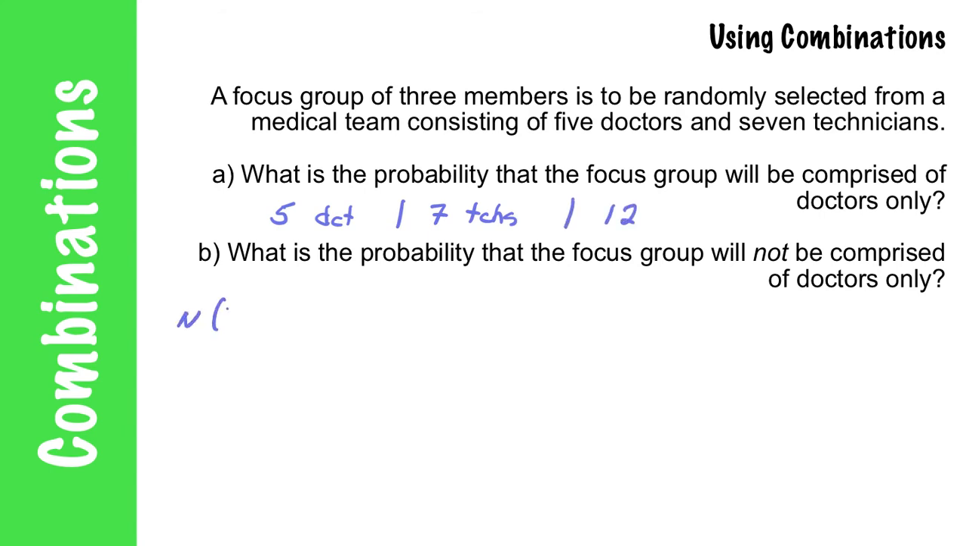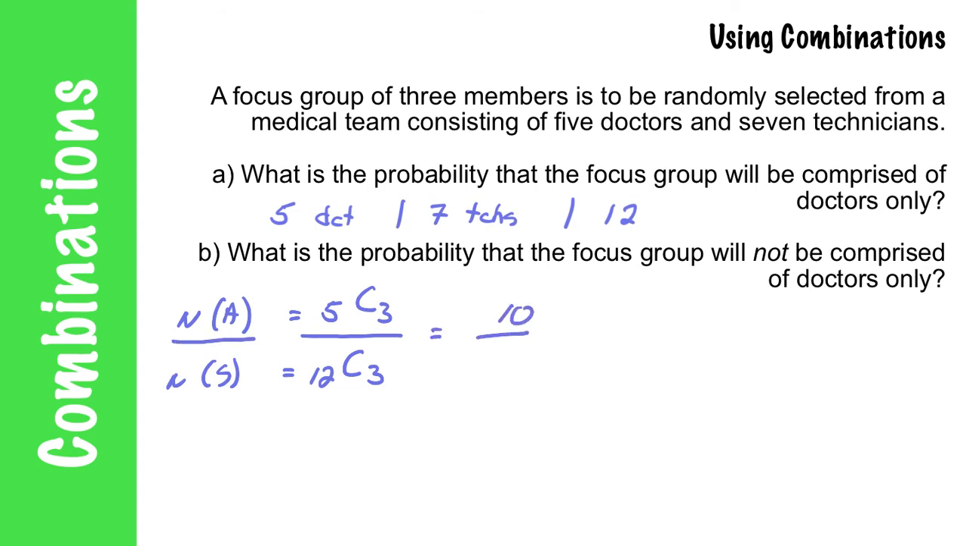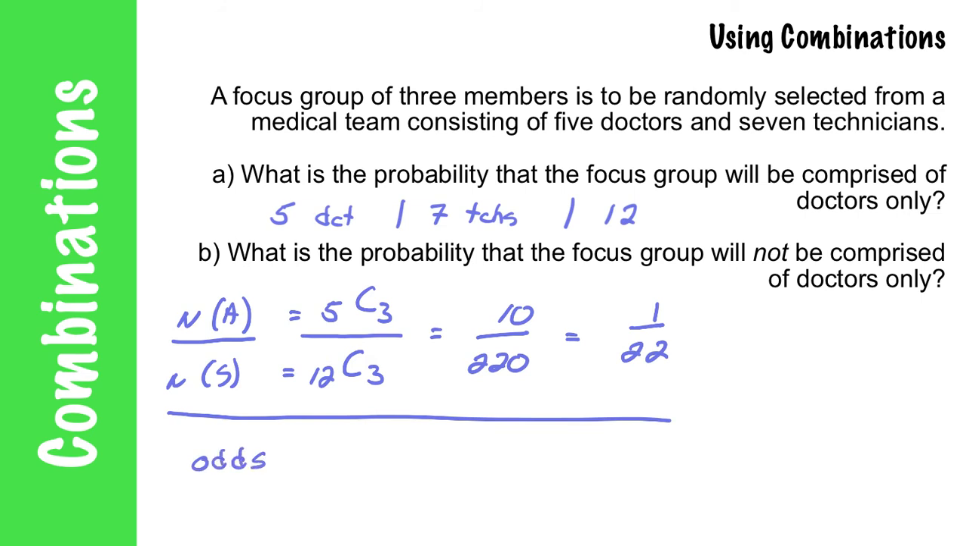The number of ways we can select 3 doctors out of 5 is 5 choose 3, and the number of ways that 3 people can be chosen from the group will be 12 choose 3. Turn that into your fraction, and that will give you 10 over 220, which will reduce to 1 over 22, and that gives you your probability. The odds in this case will be 1 against 21.